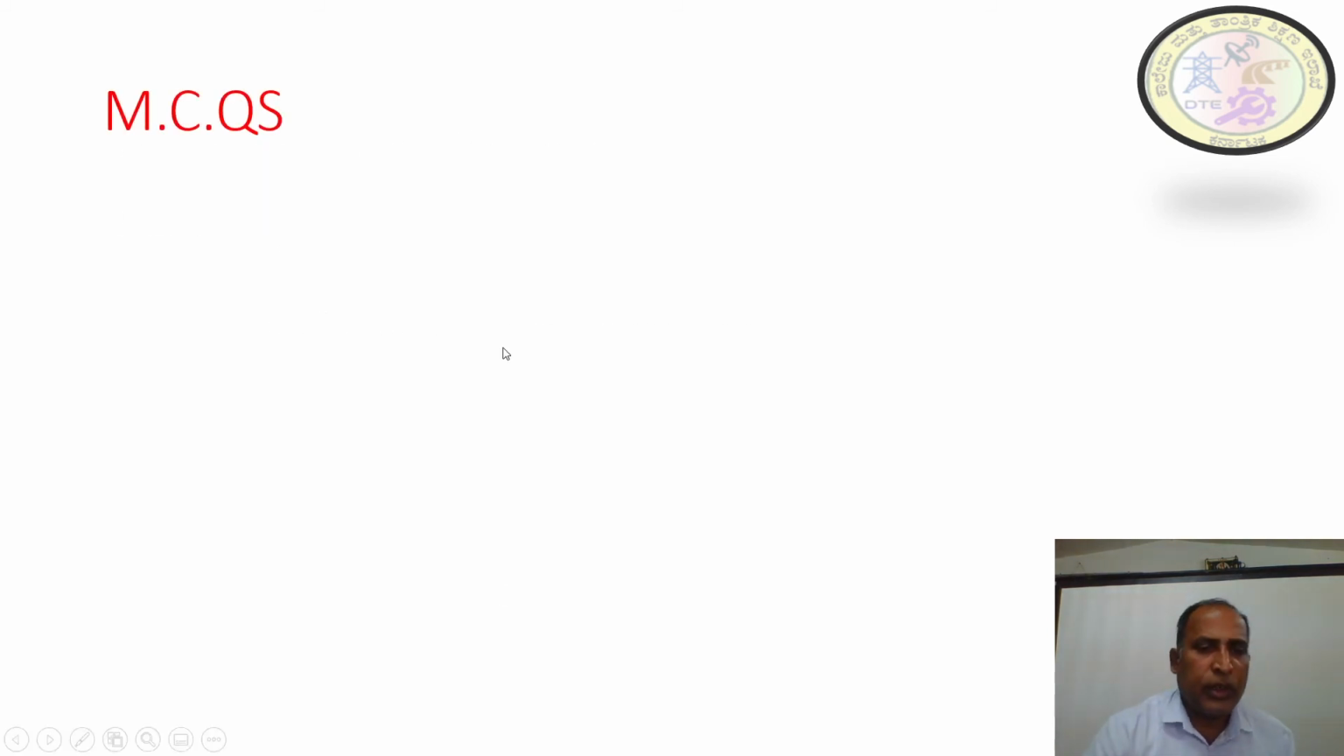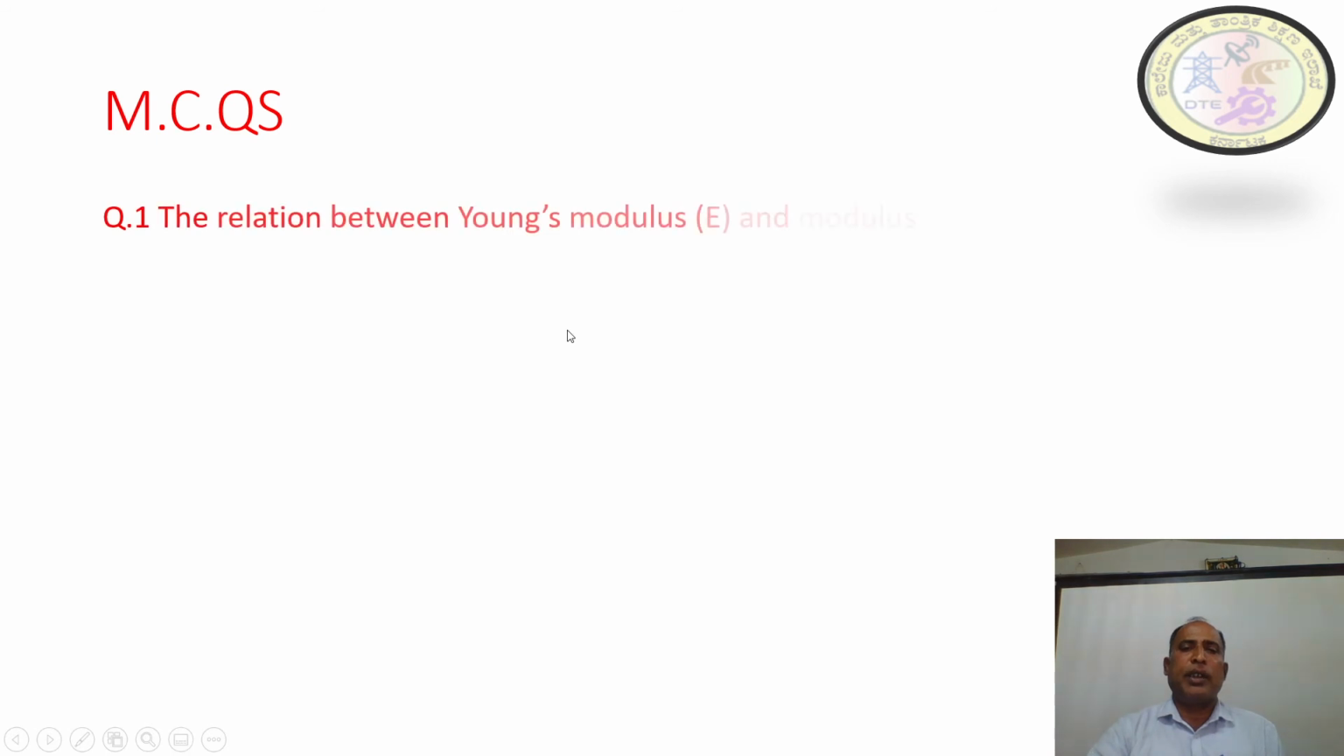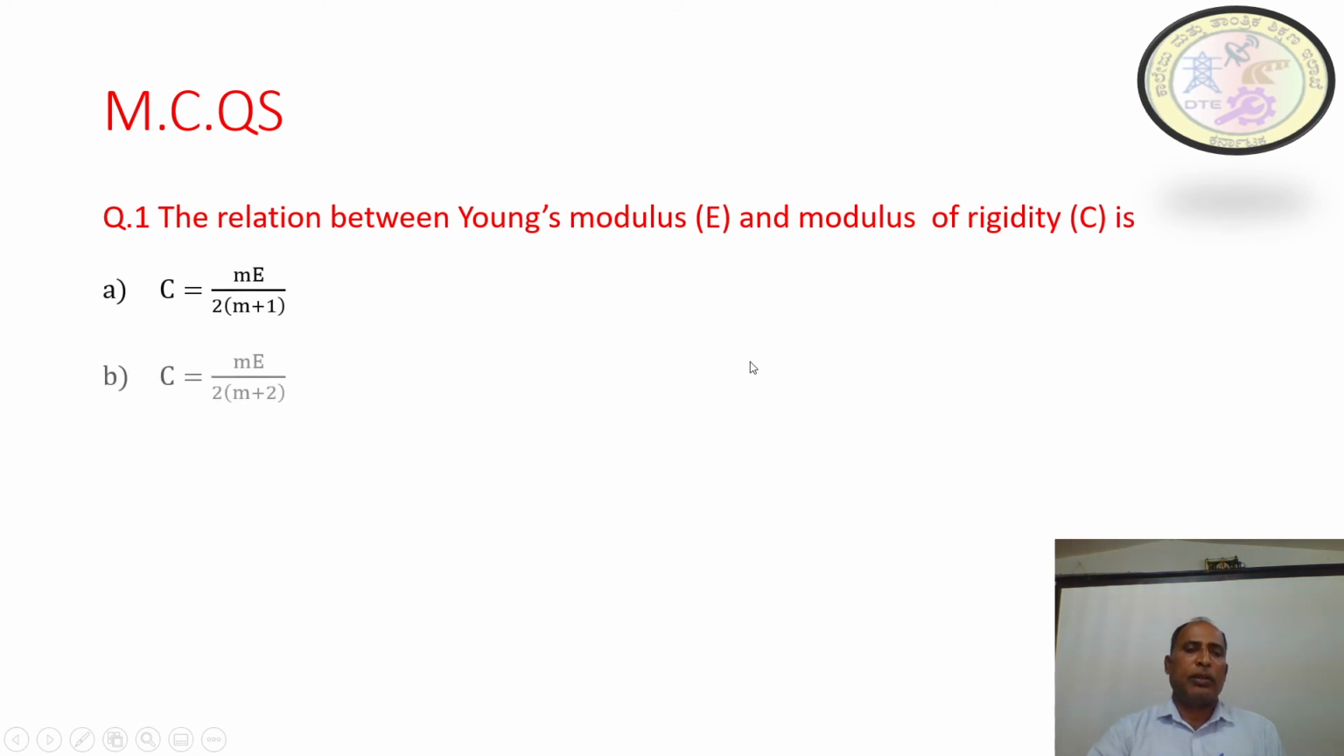So we'll have some MCQs. The first question is, the relation between Young's modulus E and the modulus of rigidity C is: C is equal to mE divided by 2 into m plus 1; C is equal to mE divided by 2 into m plus 2; C is equal to 2 into m plus 1 by mE; and C is equal to mE divided by 3 into m plus 1. If you are revising the list of formulae, then only you can answer these relations. You should remember the relation between Young's modulus and the modulus of rigidity, that is C is mE divided by 2 into m plus 1. Therefore the correct answer is A.